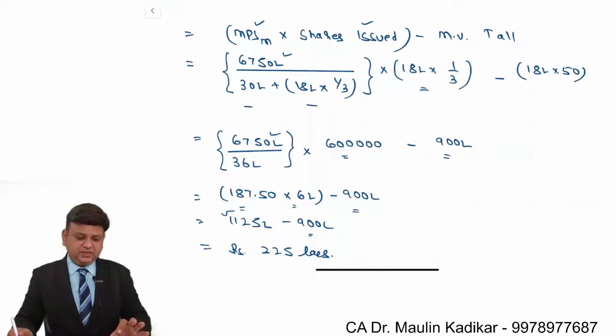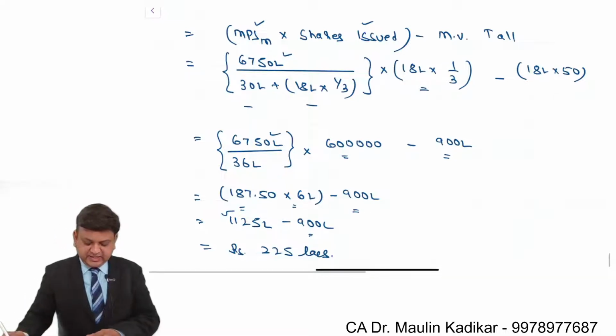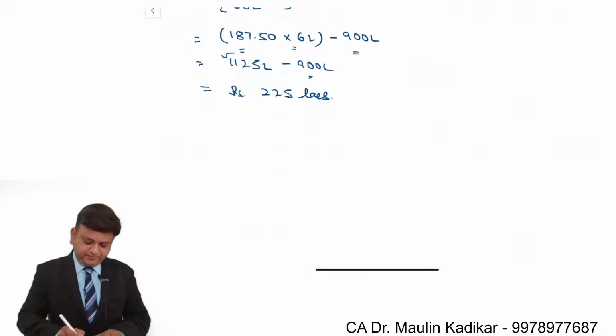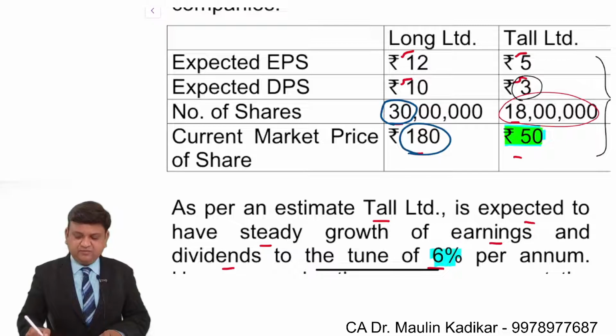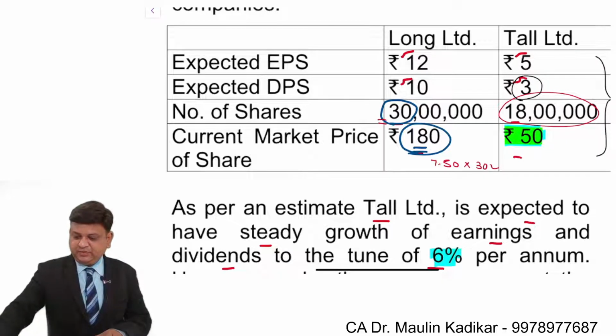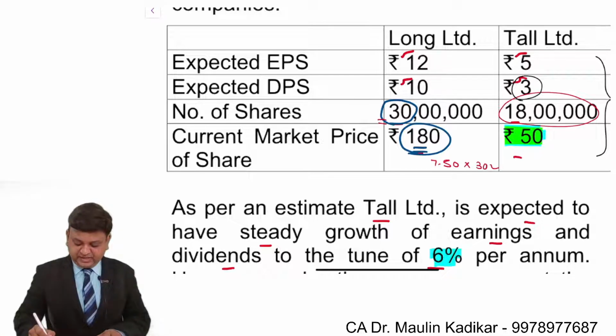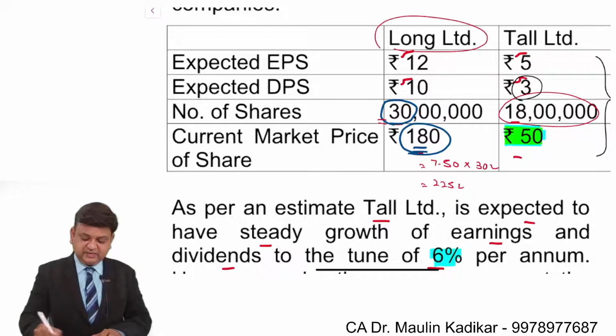Suppose in the second part of the question, the question would have provided that calculate the NPV to Long Ltd. Then in that case, its calculation is very simple. It is MPS of the merged firm 187.5 minus 180. So there is an advantage of 7 rupees 50 paise per share into 30 lakh number of shares. So 7.5 into 30, that comes to 225 lakhs. Suppose we are required to compute the NPV to the Long Ltd in the second part of the question.